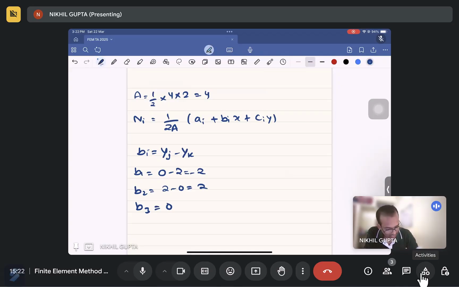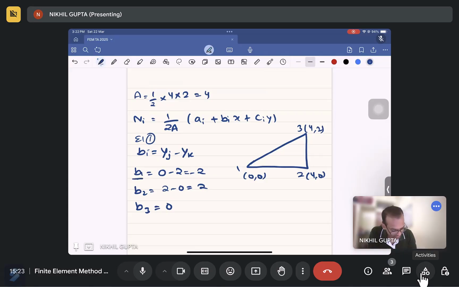Okay, so I am taking element 1 here. This is element 1, and the coordinates are 0 0, second is 4 comma 0, and third is 4 comma 2. So for b1, this will be yj, means 0 minus 2, which is minus 2. For b2, this will be 2 minus 0, so 2. For b3 it will be 0 minus 0, so 0.